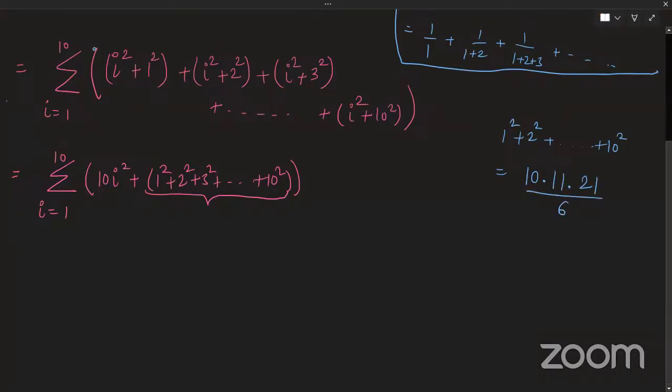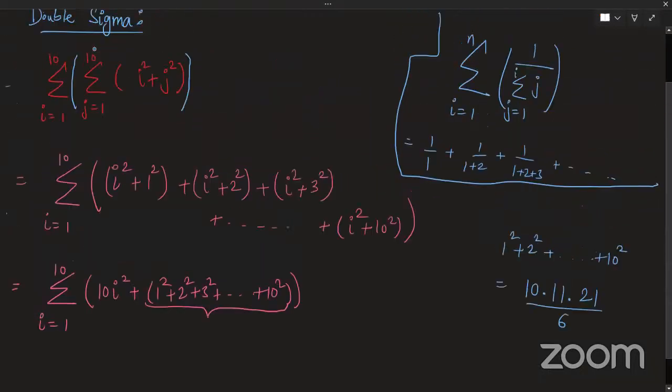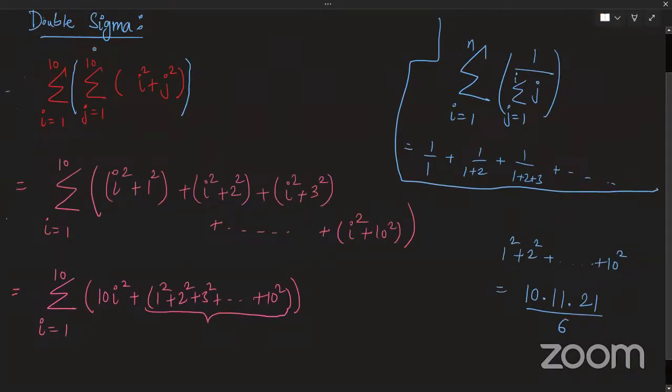Sir, how did you get 10i square? Can you explain? See, there are total 10 brackets. When I'm expanding it, I'm getting total 10 terms. The first term is I square plus 1 square. The second term is I square plus 2 square. Third term is I square plus 3 square. So on till I square plus 10 square. From these 10 terms, I am taking out I square from each of these terms. So how many I square will I get? 10i square. And the second terms are 1 square, 2 square, 3 square.